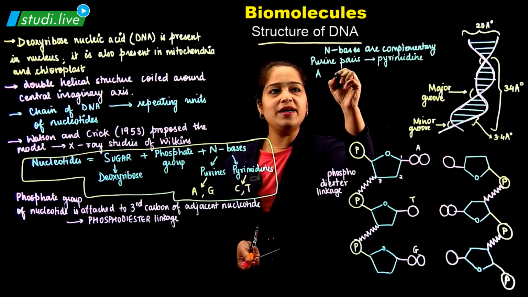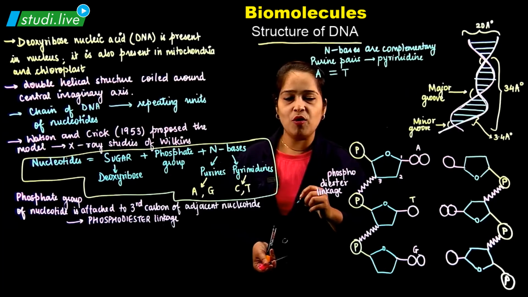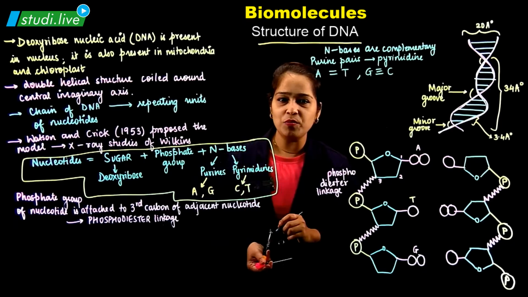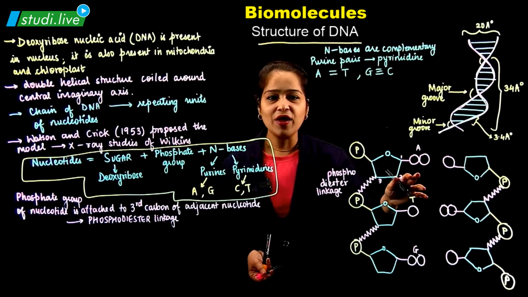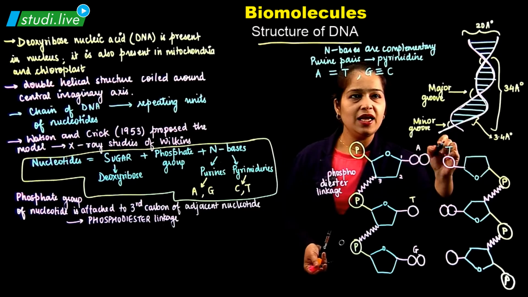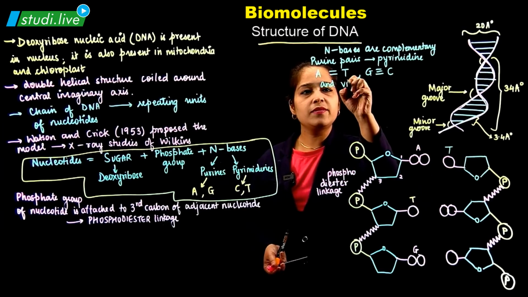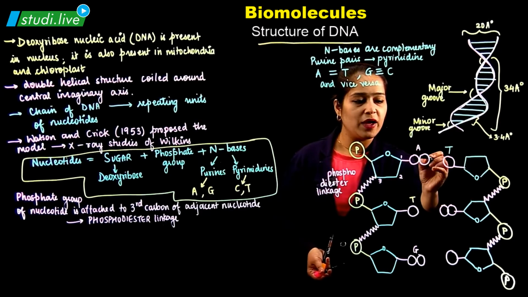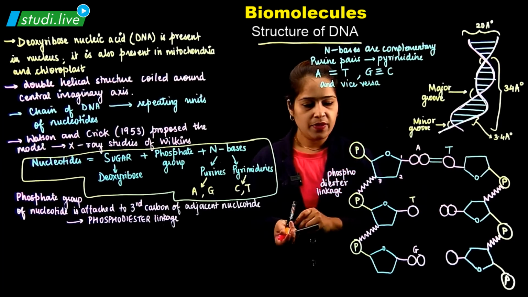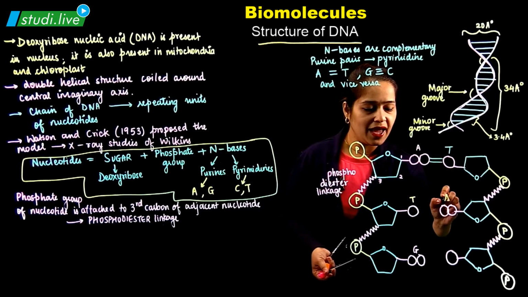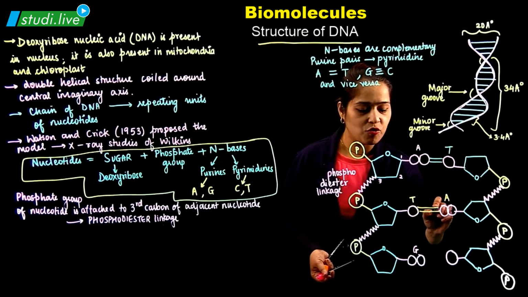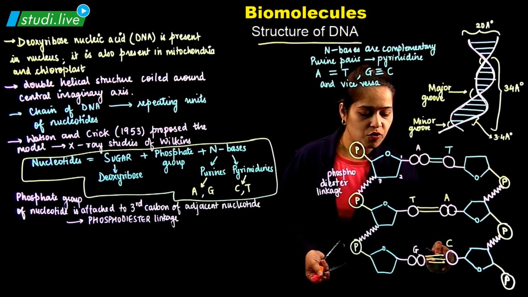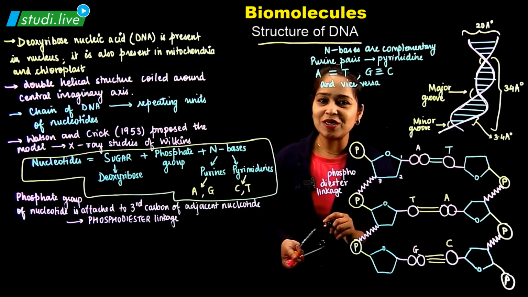A always pairs with T by 2 weak hydrogen bonds, and G always pairs with C by 3 weak hydrogen bonds. So here if we have A, it is going to pair with T and vice versa. Here we have T, so here it will be A. Between A and T we have 2 hydrogen bonds. Here we have G, it is going to pair with C by 3 weak hydrogen bonds. So their pairing is highly specific and complementary.